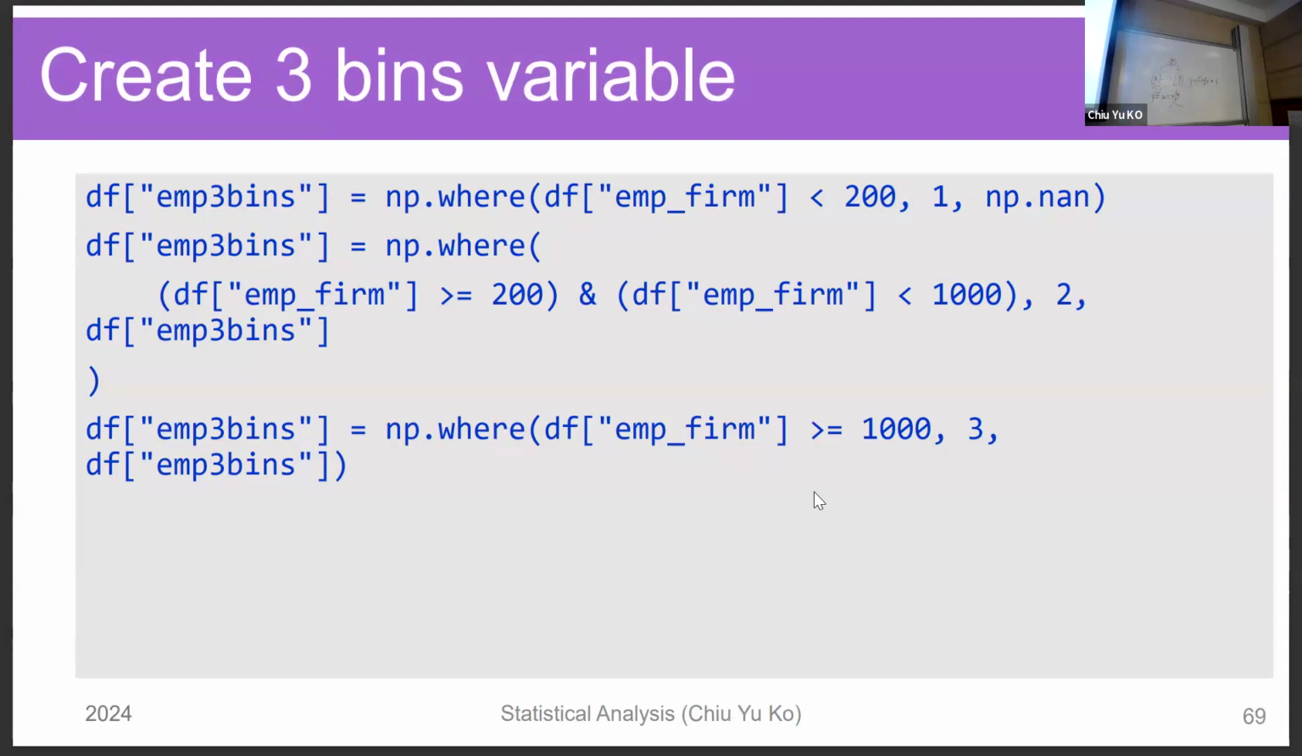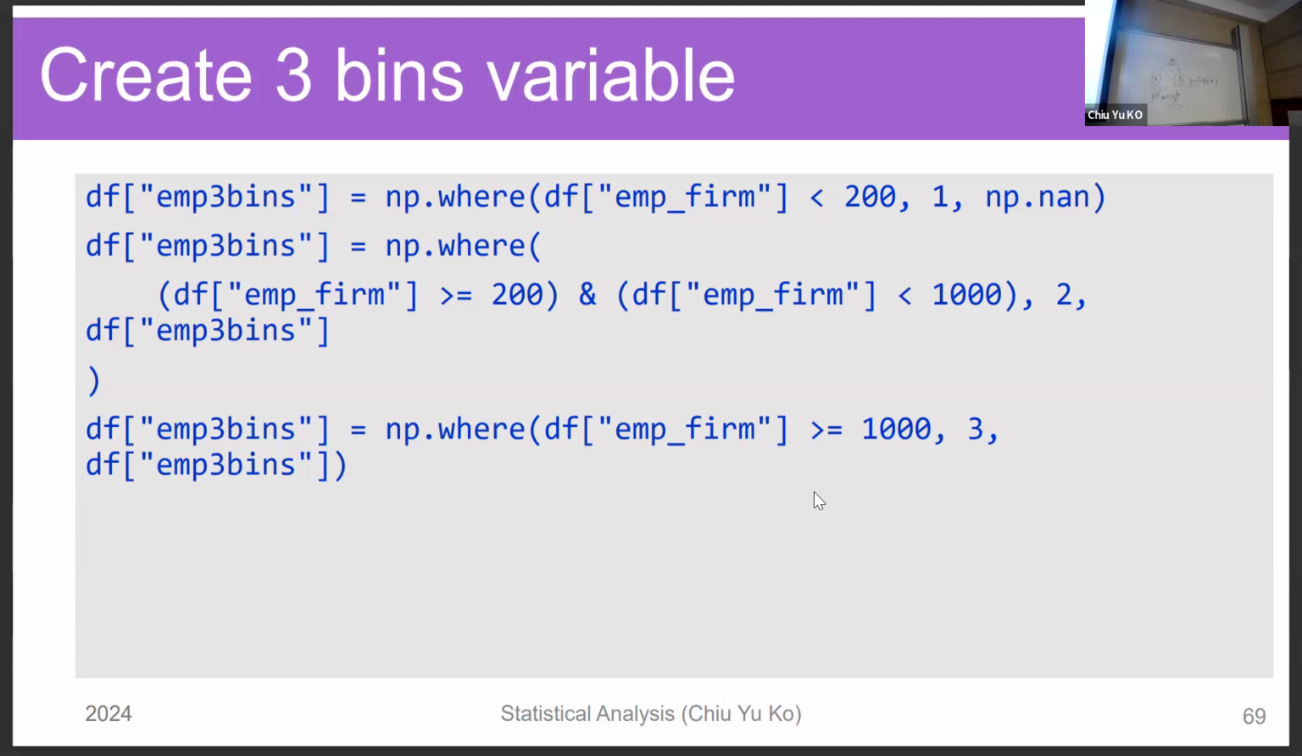This is looking at the employment of the firm. If it's less than 200, I give 1, because 100 to 199 is small. Otherwise, with np.nan, it is not available. Everything below 200, I give 1. Otherwise, I give NA. Don't worry, I will fill up the NA later, but that's the first line.